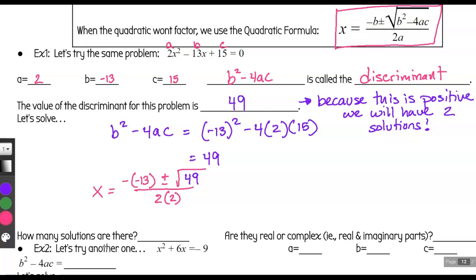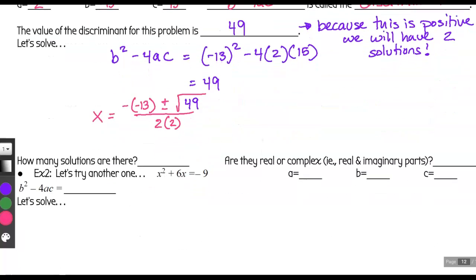So I need to simplify this now. What is negative 13? A positive 13. What is the square root of 49? Does that evenly square root? It's 7, yes. Square root of 49 is 7. What multiplies by itself to equal 49? 7. 7 times 7 is 49. And what's 2 times 2? 4.